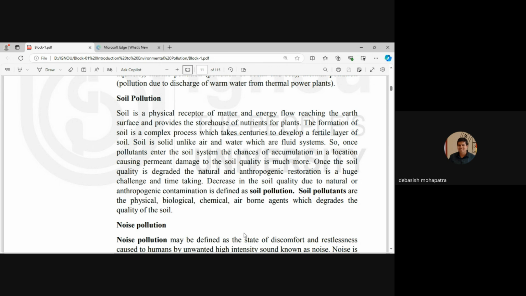So decrease in soil quality due to natural or anthropogenic contamination is defined as soil pollution. Soil pollutants are the physical, biological, chemical, airborne agents which degrade the quality of the soil.